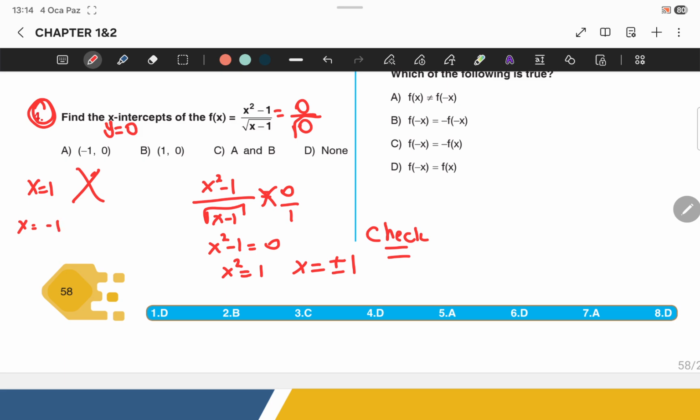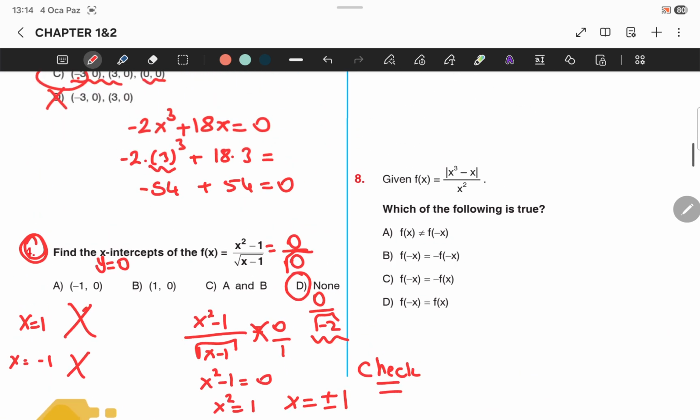x equal to negative 1. If I replace negative 1, squared is 1. 1 minus 1, 0, over negative 1 inside the root, negative 2. Guys, is it possible for the inside of the root to become negative? No. So it means that nothing is left. None is my answer. Okay?